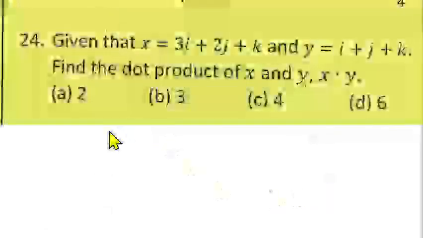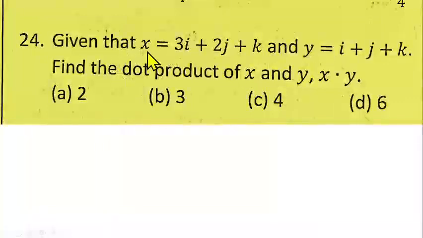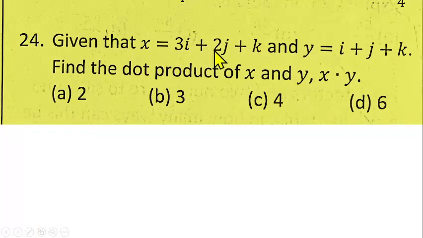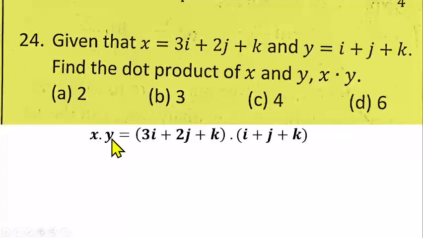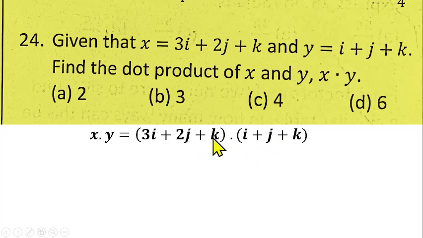Question number 24 is from vectors. We are given that vector x is equal to 3i plus 2j plus k, and the vector y is i plus j plus k. We have to find the dot product of x and y. So the dot product x dot y equals vector x dot vector y. In the dot product, i will multiply i, j will multiply j, k will multiply k, because I cannot multiply another component.